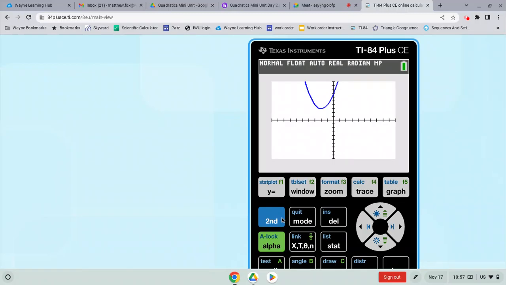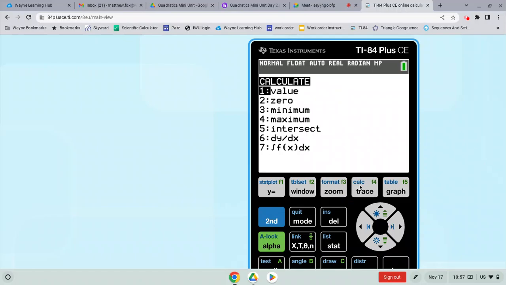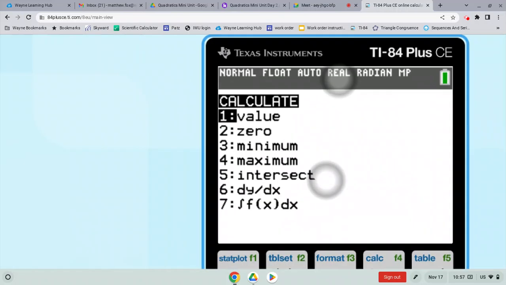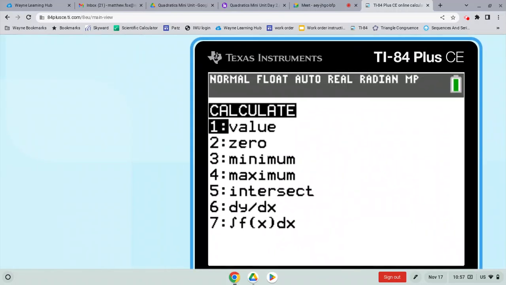All right, so now, second trace, that gets us that calc, C-A-L-C. Now, we are going to hit second trace. We want to calculate, if we're trying to find the vertex, which of these words would match what the vertex is in this particular problem? Minimum. It opened up, so it's a minimum. Obviously, if it opened down, you're going to choose maximum. But those are our two choices. Okay, so I go to minimum.